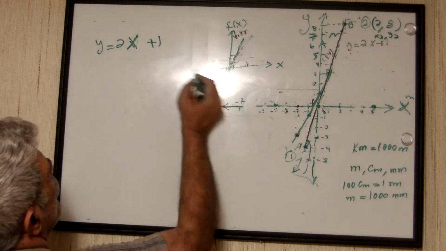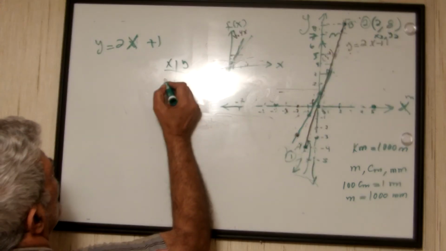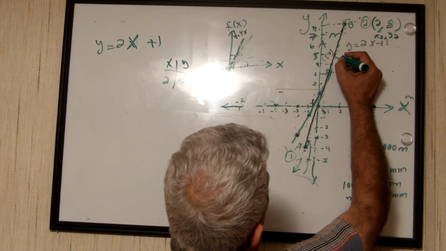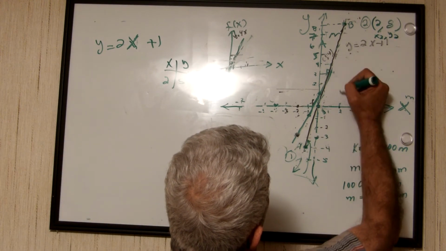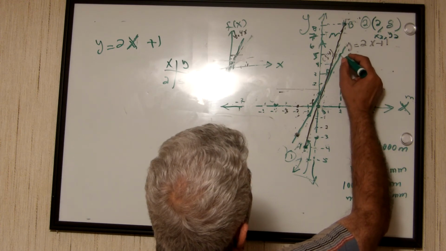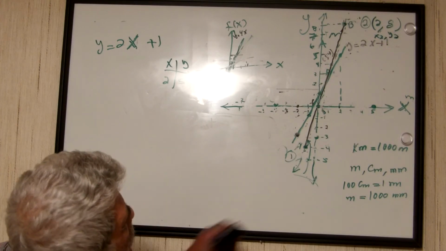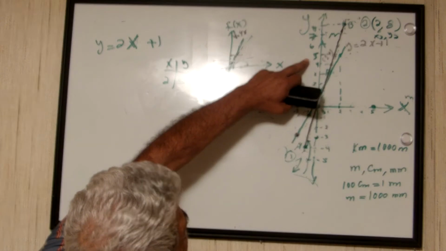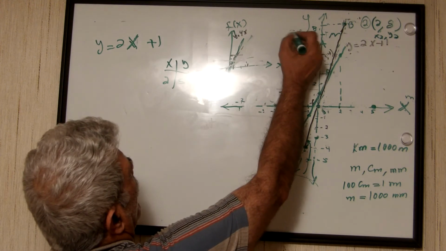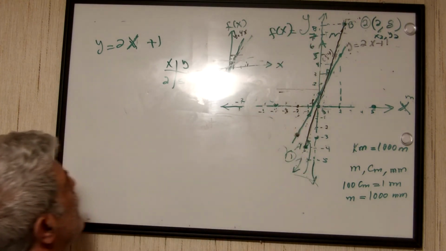We say if x is 2, y is going to be 5. So this is going to be 5 here. 2, 5, and this is the point that we erased. We give a value to x, we find f of x, or the value of y, f of x, the function of x.